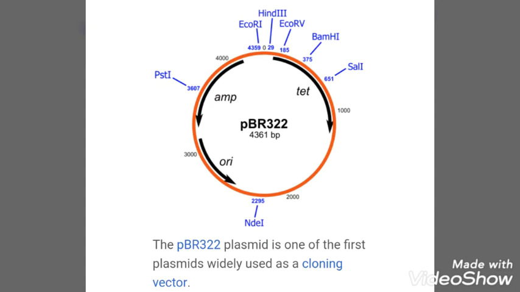For example, EcoRI, HindIII, EcoRV, like that. So these are the sites, and inside the circle: AMP, ampicillin, TET, ORI, like these sites. You have to indicate those sites and write AMP, ampicillin resistant site, origin site, like that. So a plasmid, or ideal plasmid or vector, is composed of these characters.